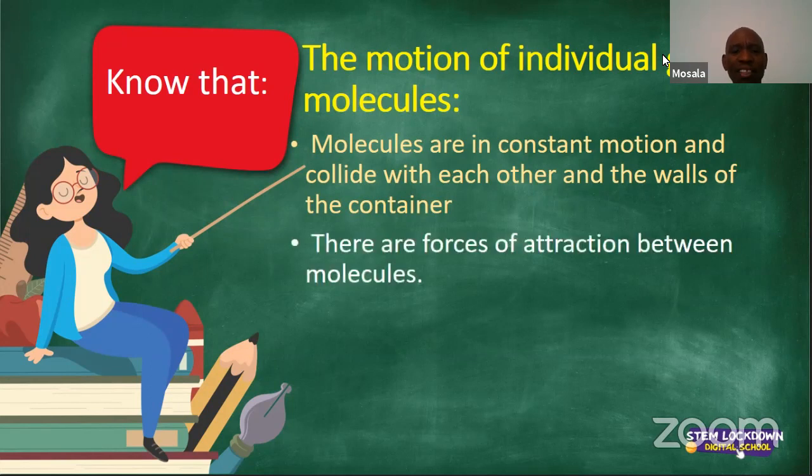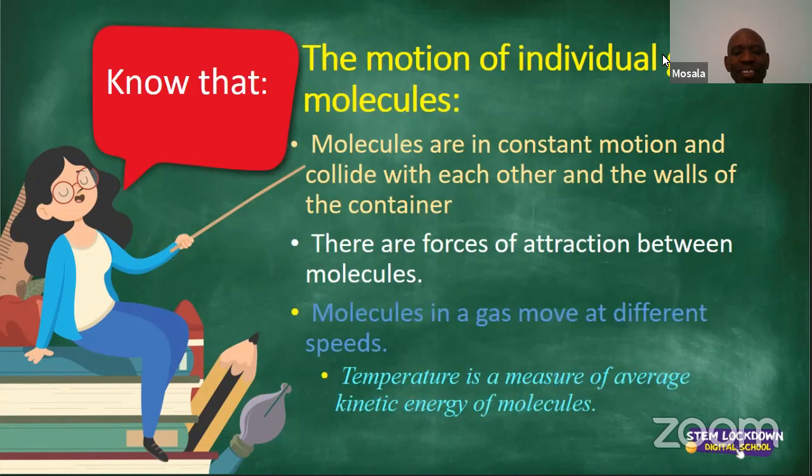And then for this gas, there are forces of attraction between the molecules themselves. And then molecules in a gas move at different speeds. Because they are molecules of the same gas, they will have the same mass. But because they are moving at different speeds, it means their velocities are different. So as a result, they will have different kinetic energy. This brings us to the fact that temperature is a measure of average kinetic energy of molecules.